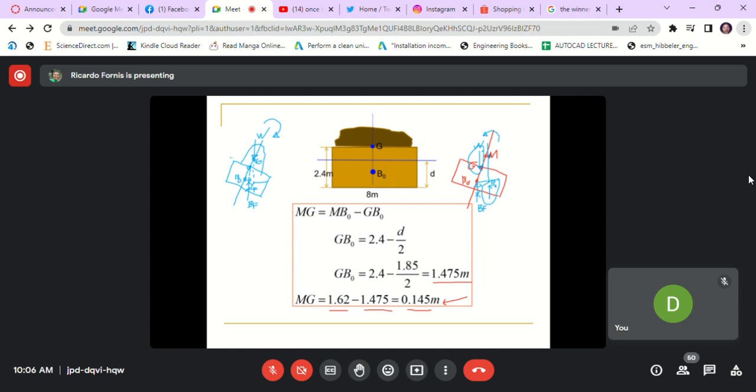So as you can notice, the MG is calculated as MBO minus GBO. No? So M, this is the M. And if you calculate MBO minus GBO, you will notice that it is obviously negative because MBO is smaller than the GBO. Klaro? I hope klaro na siya. So atong ipa-confirm kung klaro ba ang duha ka cases, unstable o stable.